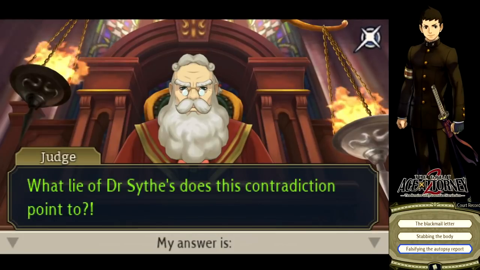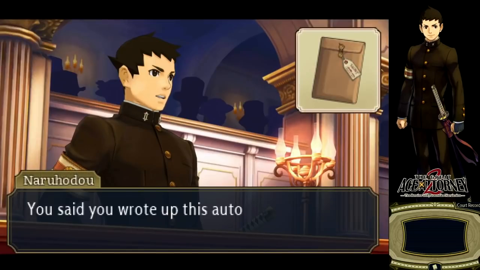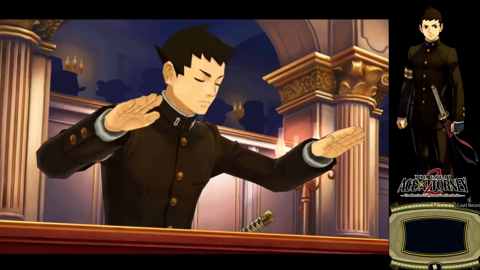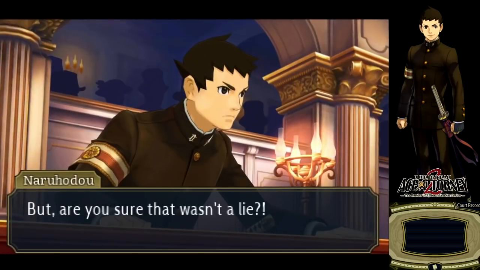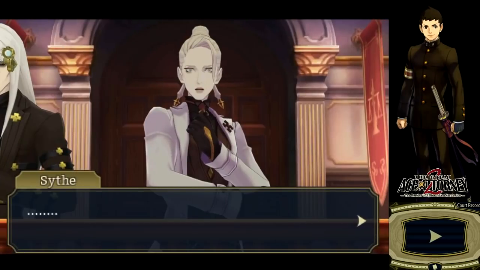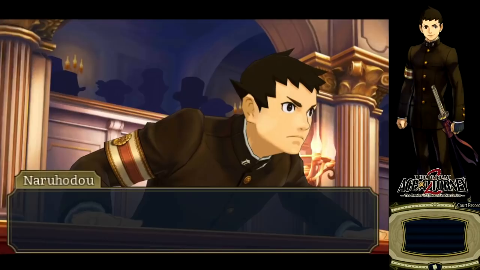Falsifying the autopsy report. The cause of death was the stab wound, because she killed him. Yeah, I like that one. You're smart. You said you wrote up this autopsy report just after examining the victim's body. But are you sure that wasn't a lie? She's shook, she's like, wow, right now. Excuse me, I'm afraid you've lost me.